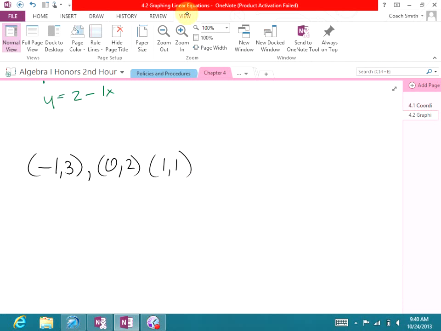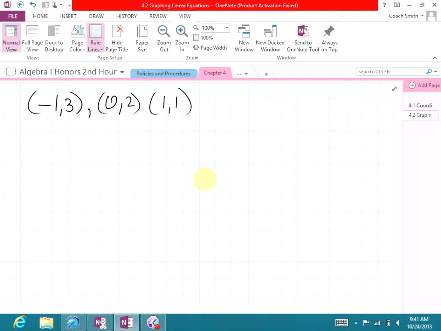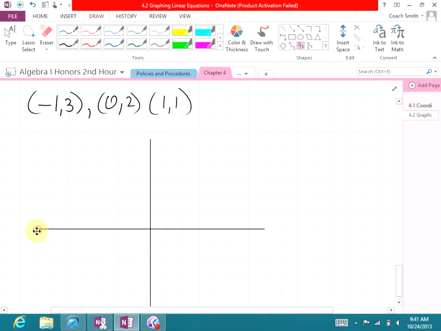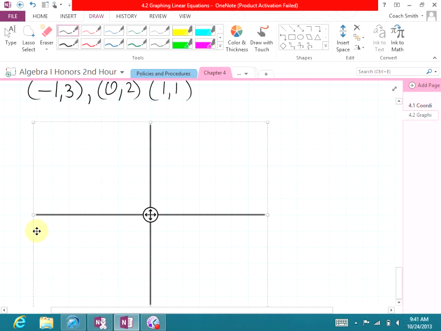Now, let me change my paper here. There we go. Change it to our graph paper. So step 1 and 2, or step A and B, we've accomplished with this. Now we're going to take and graph these points.